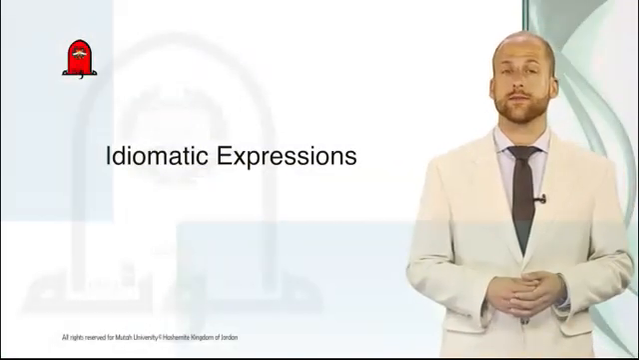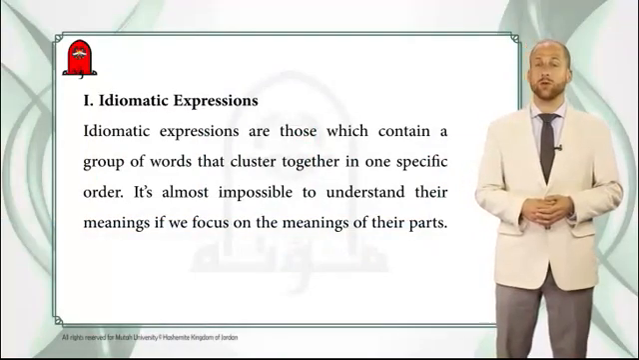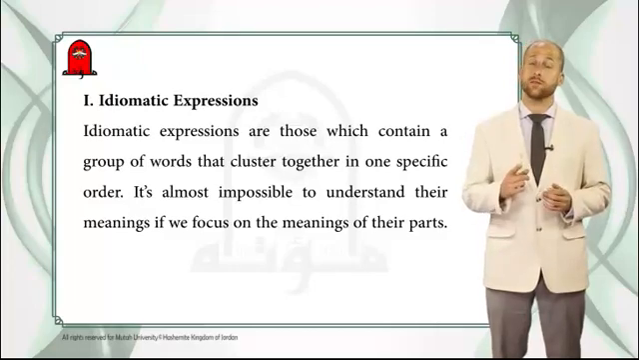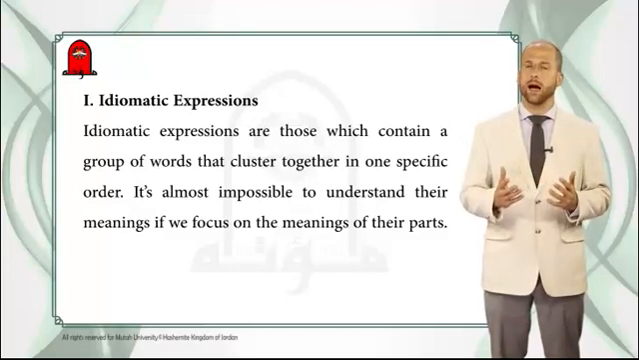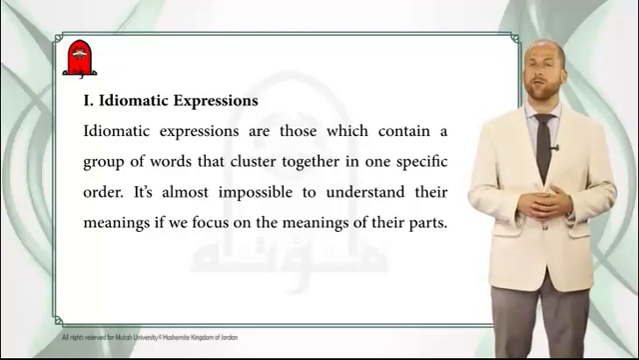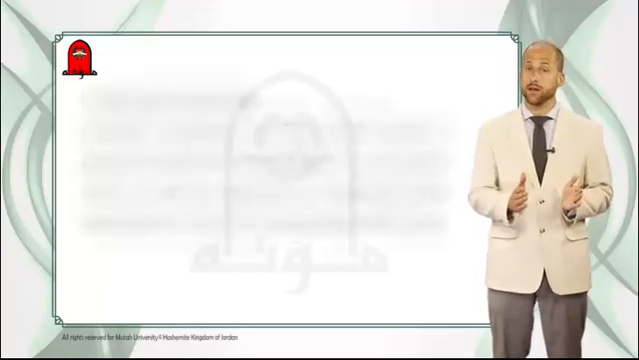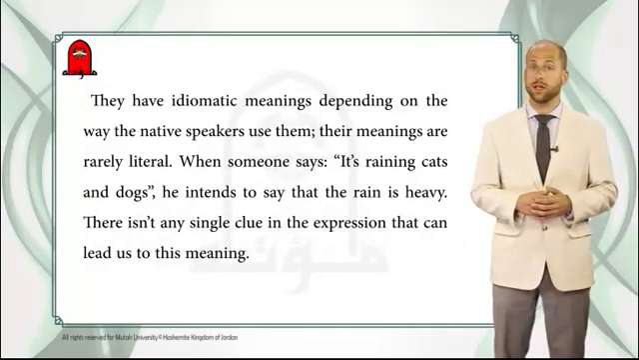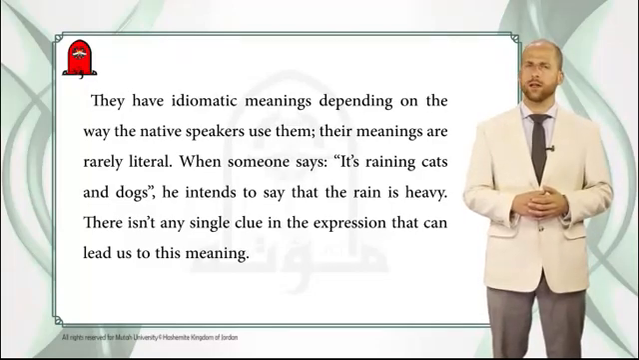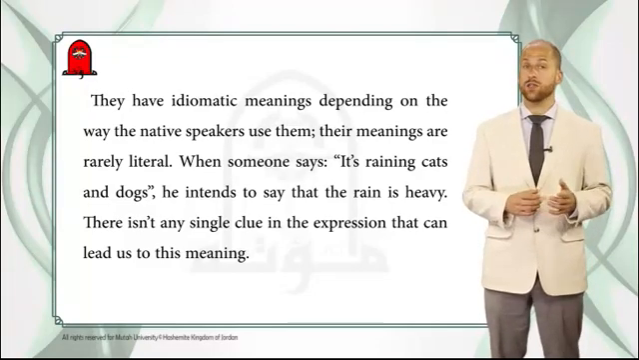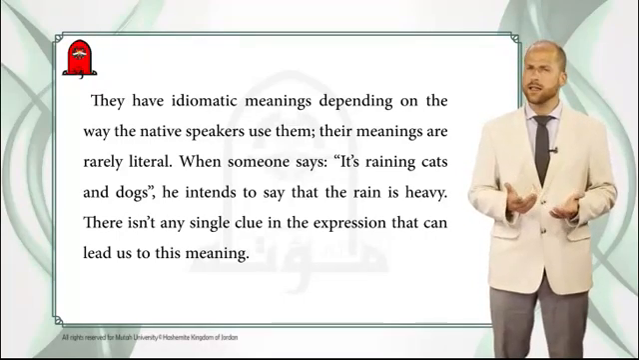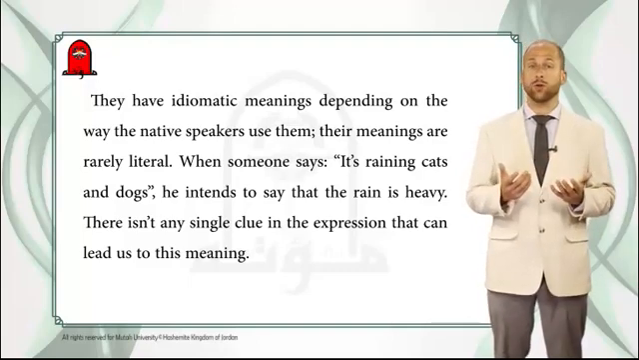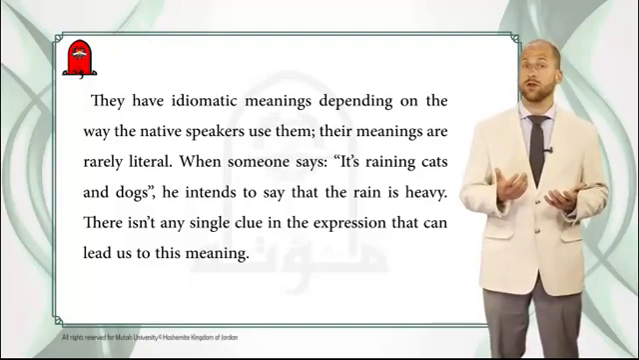1. Idiomatic expressions. Idiomatic expressions are those which contain a group of words that cluster together in one specific order. It's almost impossible to understand their meanings if we focus on the meanings of their parts. They have idiomatic meanings depending on the way the native speakers use them. Their meanings are rarely literal. When someone says, "It's raining cats and dogs," he intends to say that the rain is heavy. There isn't any single clue in the expression that can lead us to this meaning.